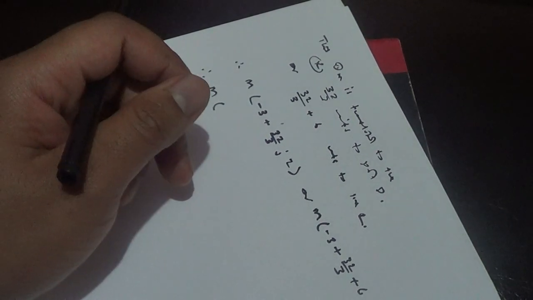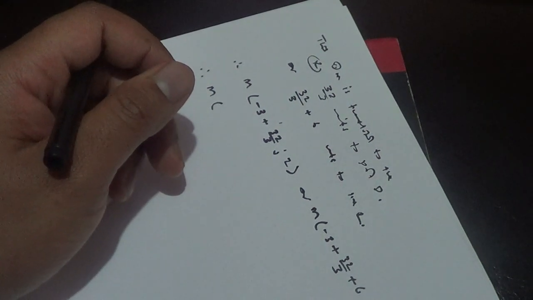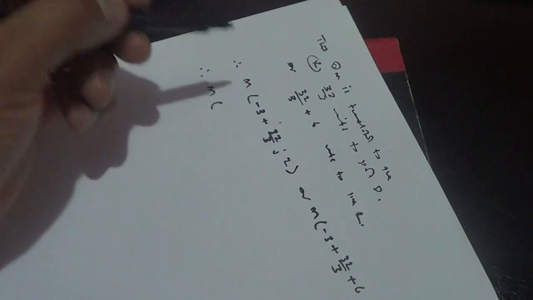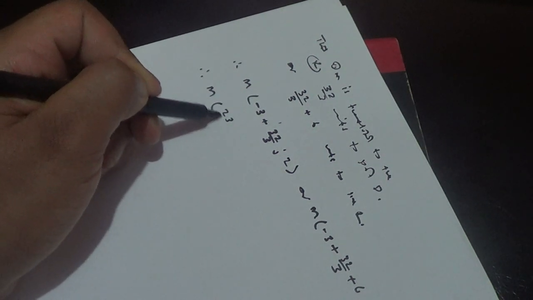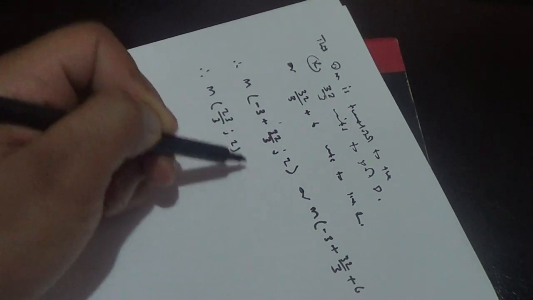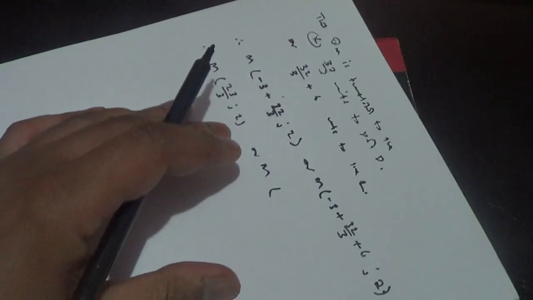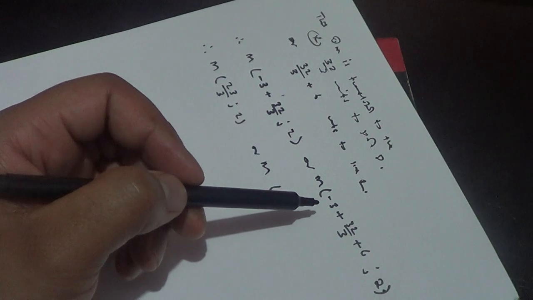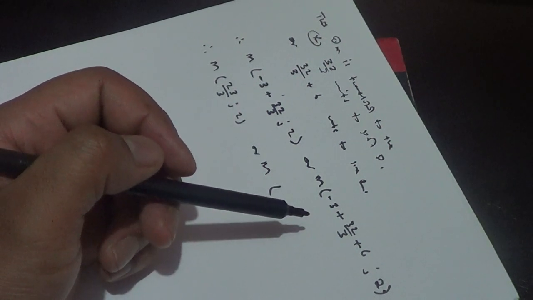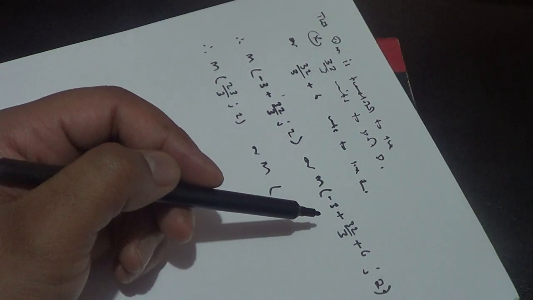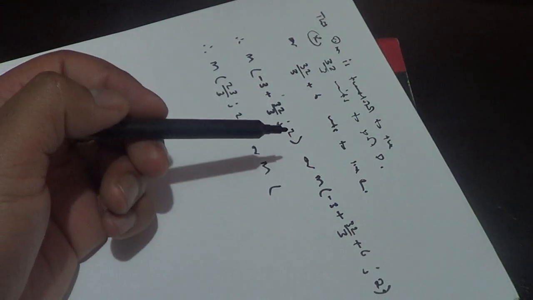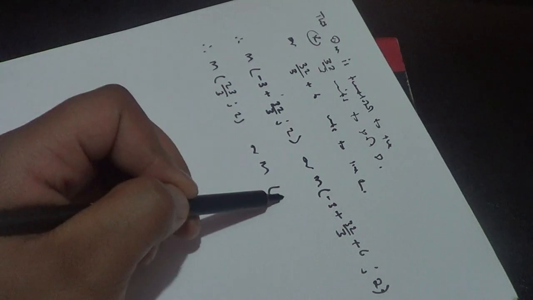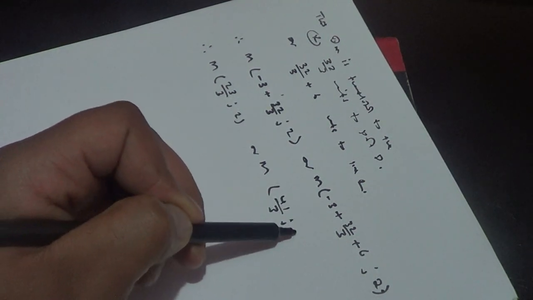So let's see, minus 3 plus 32 over 3. So this is minus 3 plus 32 over 3 plus 6. So this is (41 over 3, 2).